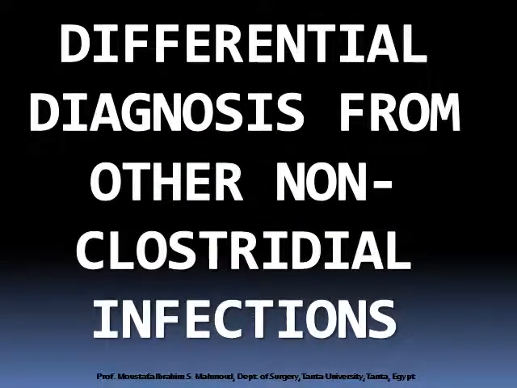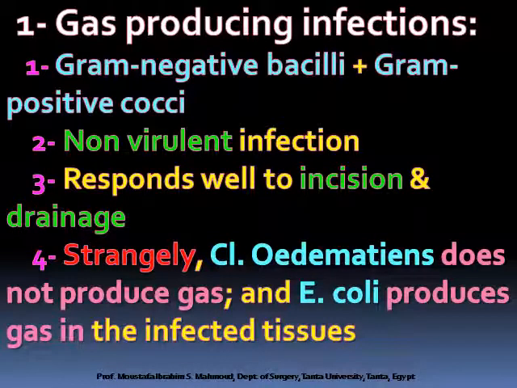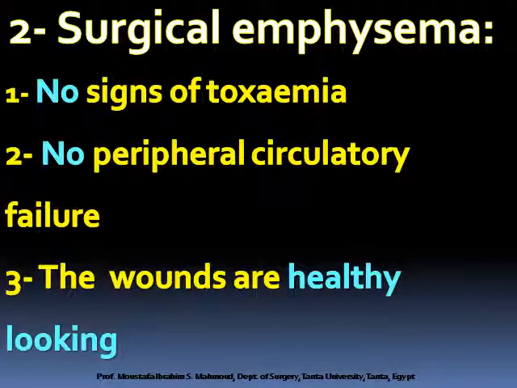Differential diagnosis from other non-clostridial infections. Gas-producing infections like gram-negative bacilli plus gram-positive cocci. Non-virulent infection responds well to incision and drainage. Strangely, Clostridium edematiens doesn't produce gas, and Escherichia coli produces gas in the affected tissues. Surgical emphysema, no signs of toxemia, no peripheral circulatory failure. The wounds are healthy looking.